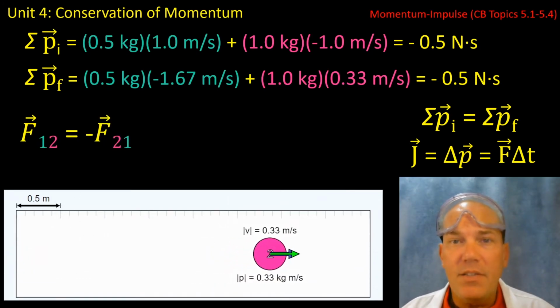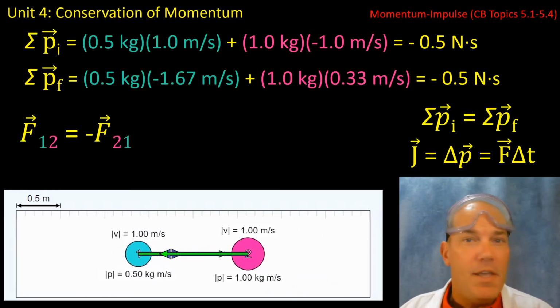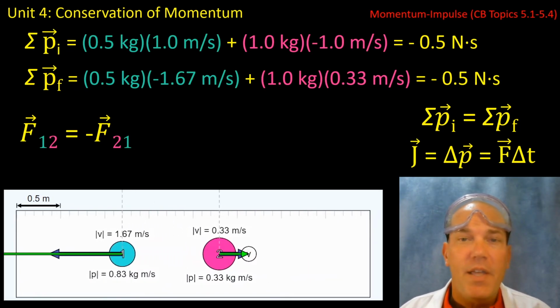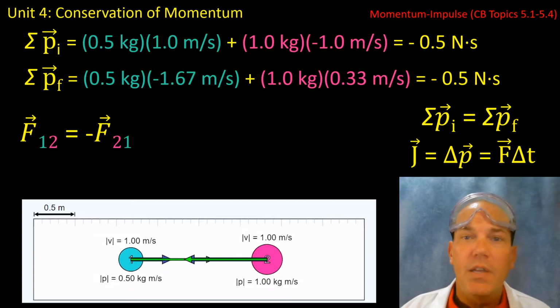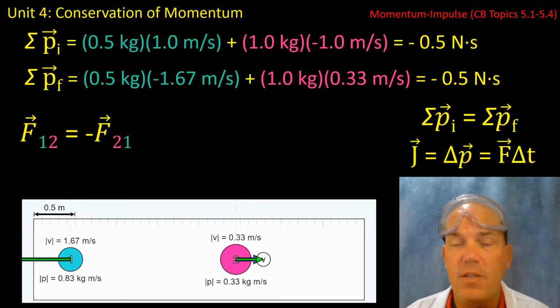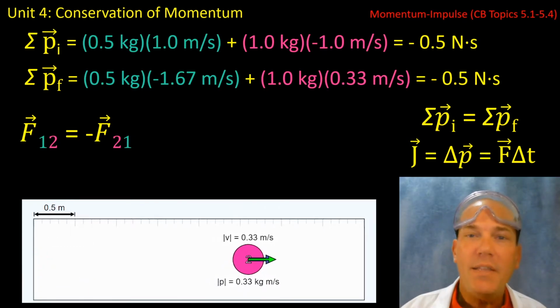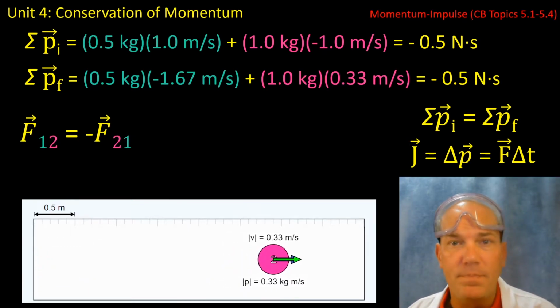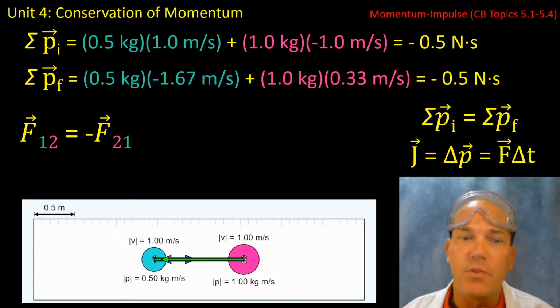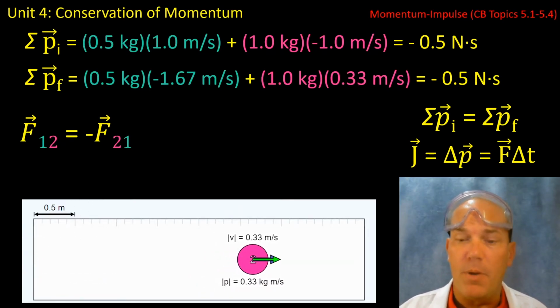Now, let's go ahead and look at Newton's third law, force pairs. As I mentioned in the second unit of this course, this third law is applicable to every unit within this course. So let's consider Newton's third law within the context of the conservation of momentum. We know that the force exerted by the light blue ball onto the magenta ball is equal in magnitude, opposite in direction, to the force exerted by the magenta ball onto the light blue ball.